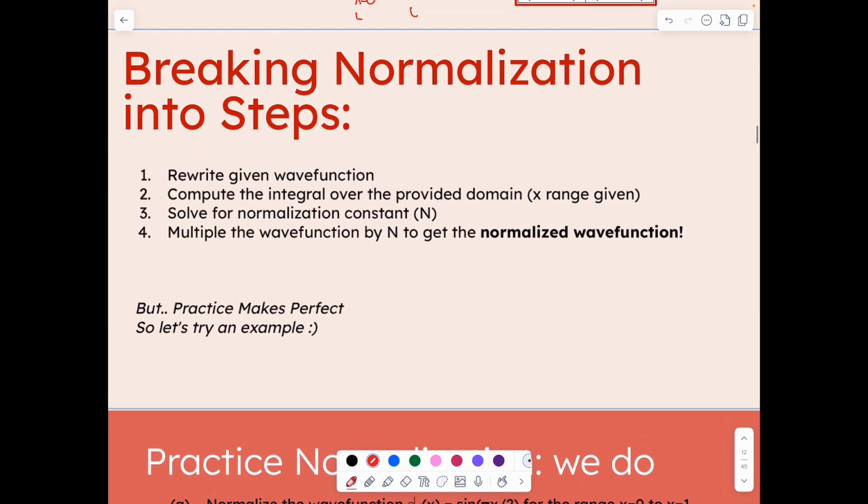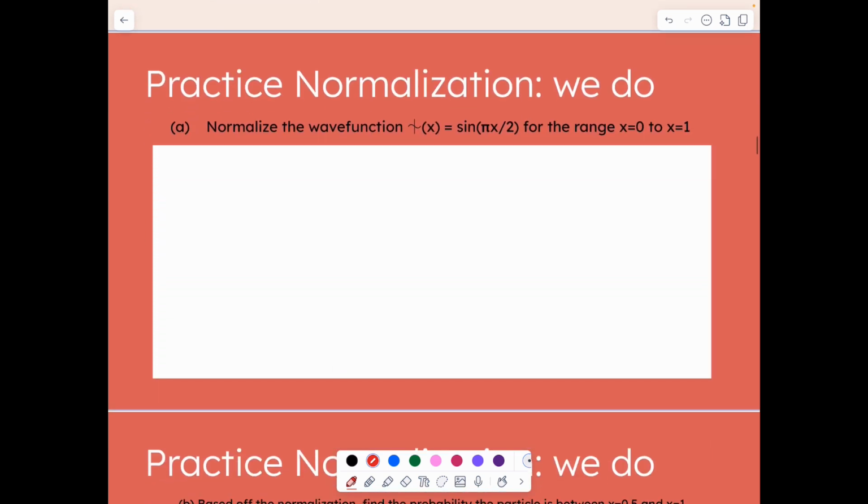So breaking normalization into steps, this is just for you to go back and look at if you want to visually see the steps. But we're going to go ahead and work on an example. Normalize the wave function given in the problem here over the range x equals 0 to x equals 1. So we have our wave function sine pi x over 2, and we're looking from x equals 0 to x equals 1.